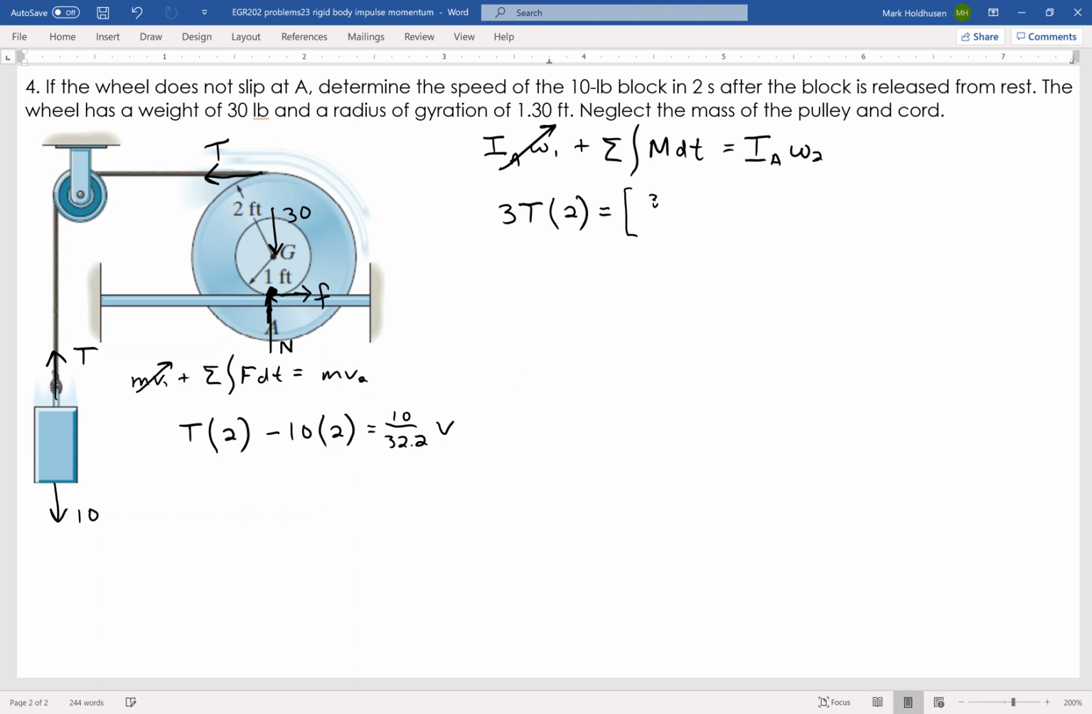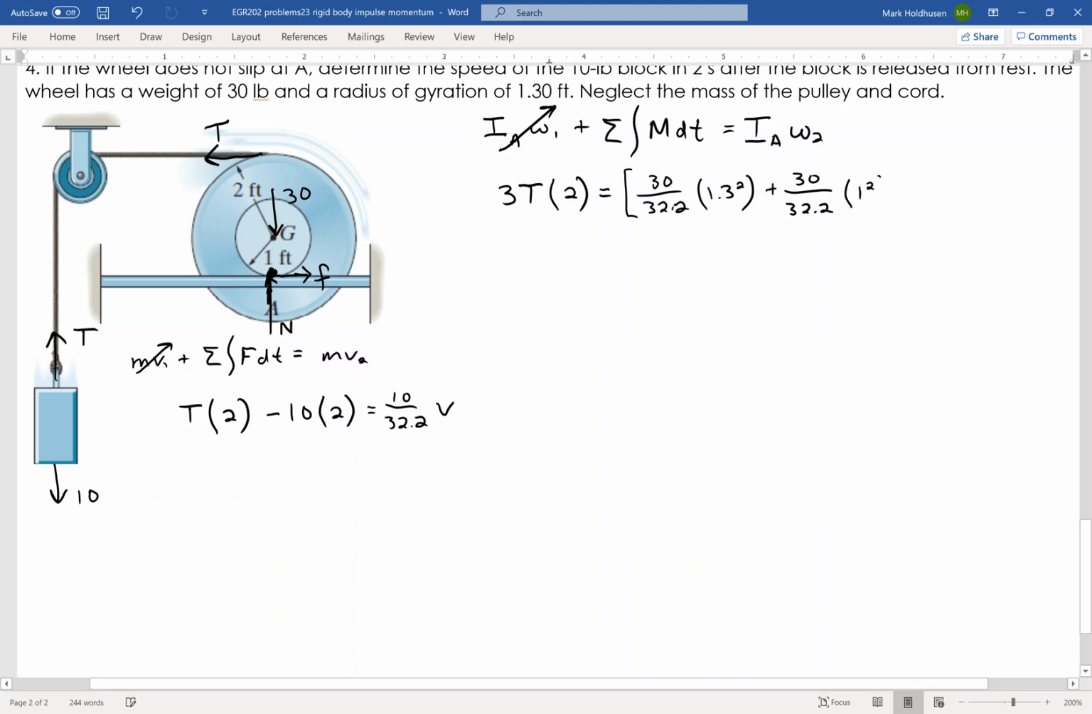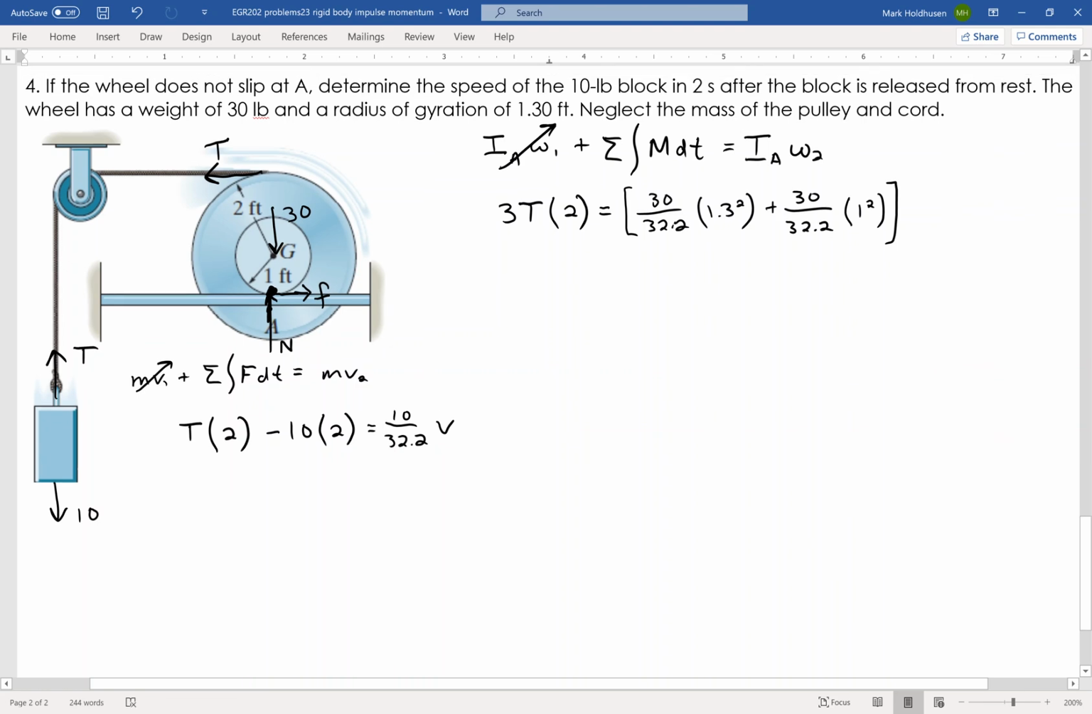That's going to be 30 divided by 32.2 times 1.3 squared, which is the moment of inertia about its centroid. Now I have to use the parallel axis theorem, so it'll be plus 30 divided by 32.2 times the distance away, which is just 1 foot, squared. So again, remember, you can sum moments about either the center of gravity or a point of pure rotation. At this instant, the point of pure rotation is at that contact point, so I can use that. Just remember to use your moment of inertia about that point as opposed to about the centroid.